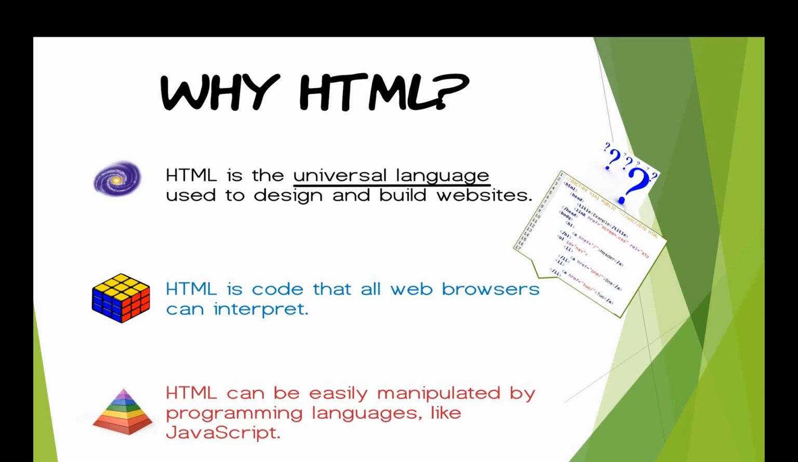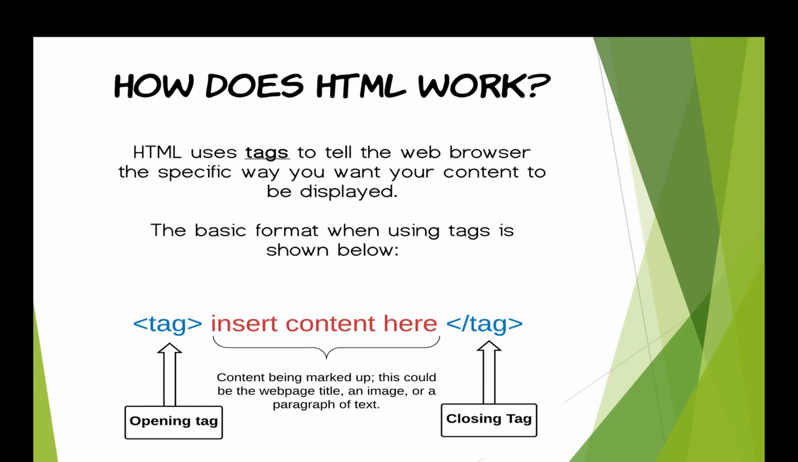So, how does HTML even work? That was a really good question. HTML actually uses tags to tell the web browser how you want your content to be displayed. So if your content is a title, you tag it as a title. If your content is an image, you tag it as an image. It's pretty straightforward. The basic format is to have an opening tag and a closing tag.